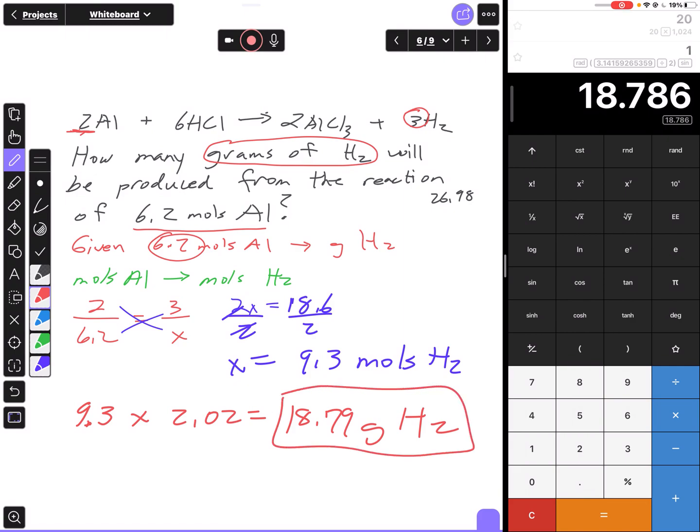So this would be a two-step problem because I was given moles in the beginning, so I could skip my first step out of my 3 steps. So basically what this says is that if I start off with 6.2 moles of Al, I should be able to get, theoretically, my theoretical yield would be 18.79 grams of H2 produced. Again, remember, if we're calculating the mass of a product that's produced from a reactant, we call that the theoretical yield.